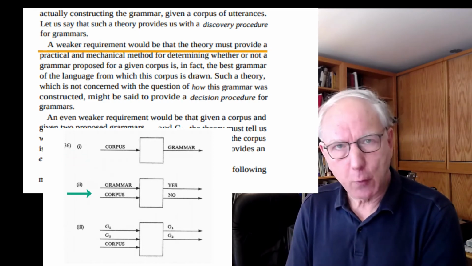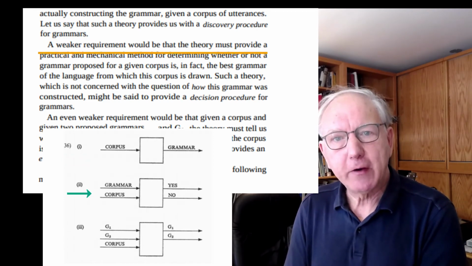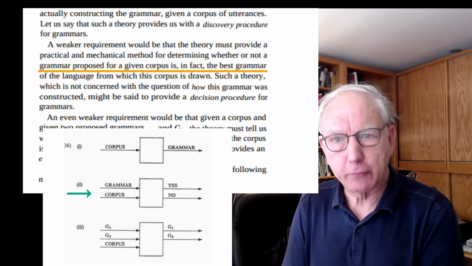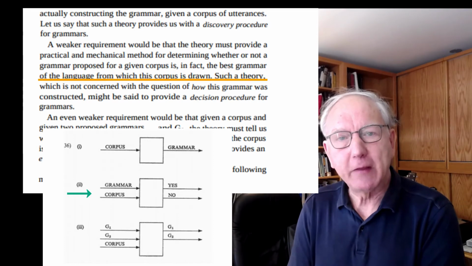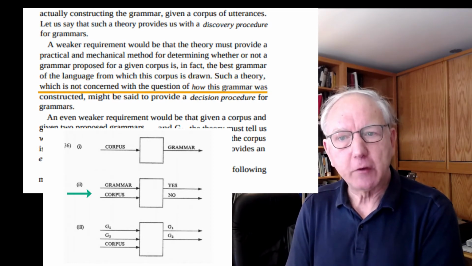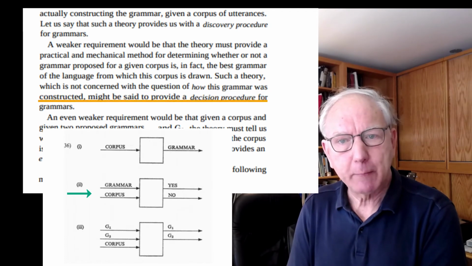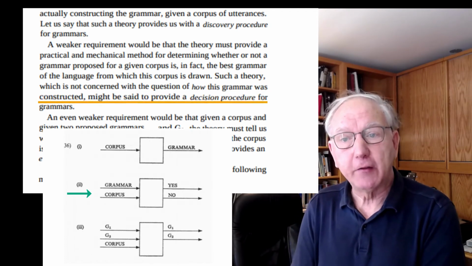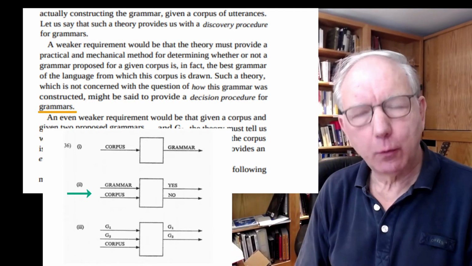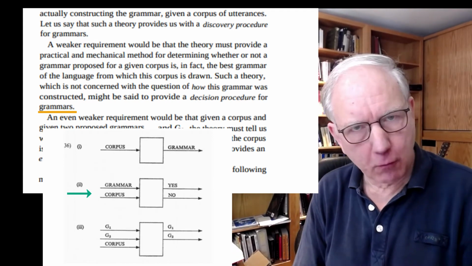A weaker requirement, Chomsky writes, would be that the theory must provide a practical and mechanical method for determining whether or not a grammar proposed for a given corpus is, in fact, the best grammar of the language from which this corpus is drawn. Such a theory, which is not concerned with the question of how the grammar is constructed, might be said to provide a decision procedure for the grammars. Now, is this what Harris is trying to do? We've already seen the answer to this is no.